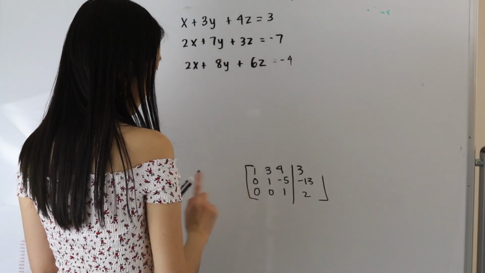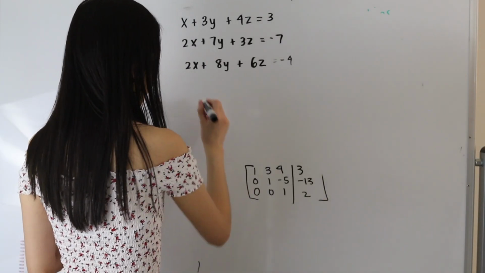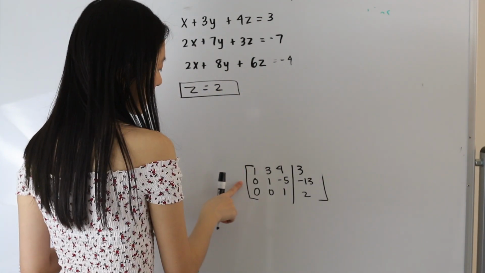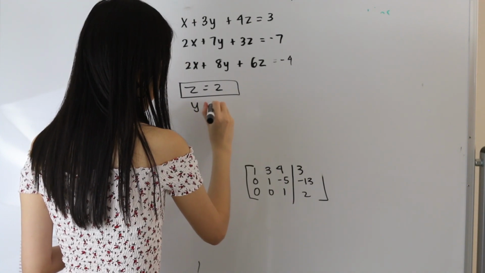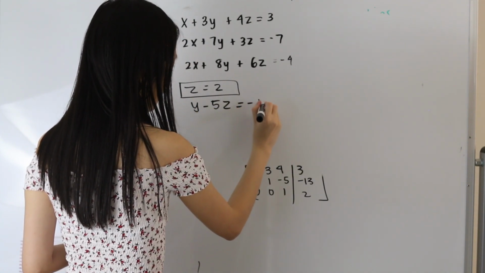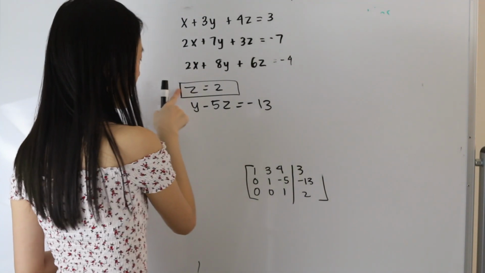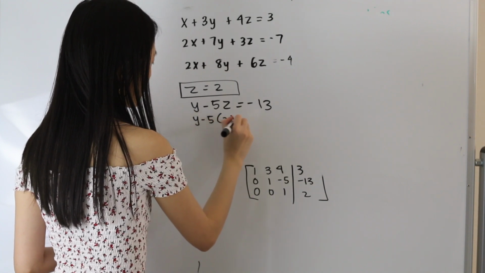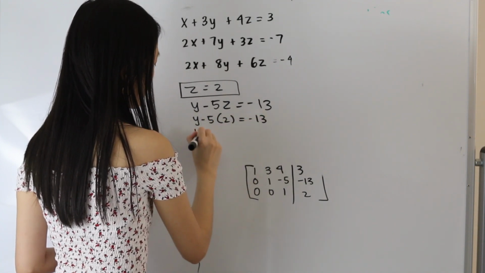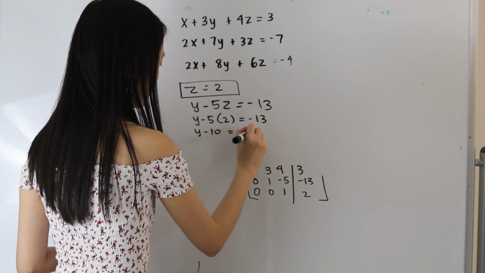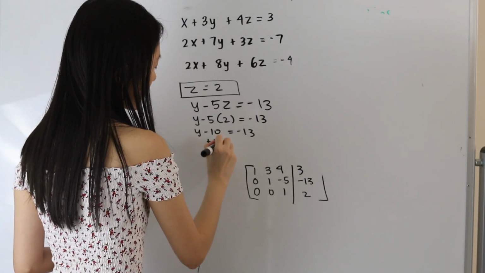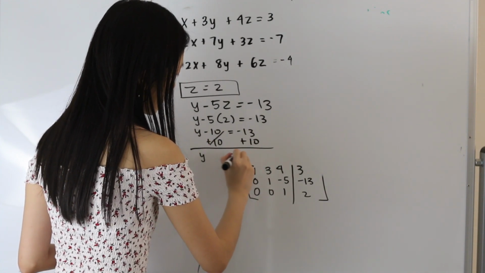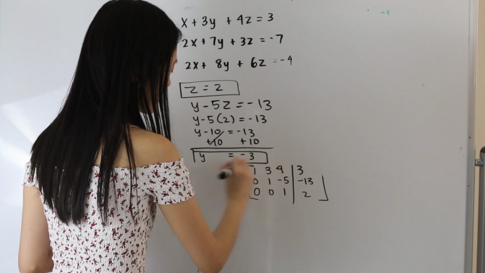So let's start off with the third row. The third row tells us that z is equal to 2. Our next row tells us y minus 5z is equal to minus 13. So we know what z is, so let's go ahead and plug this in. And then let's solve for y. So we have y equals -3.